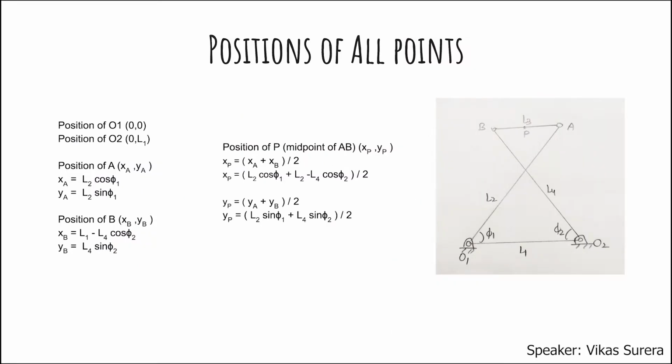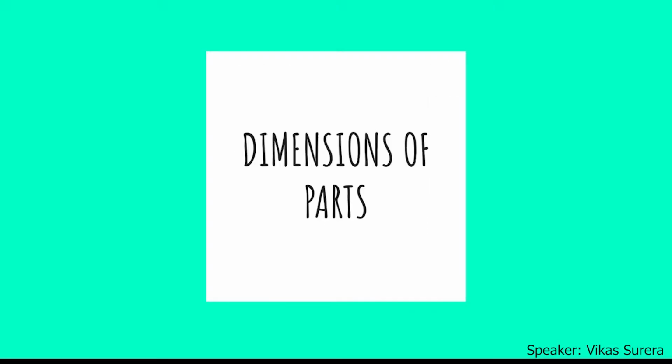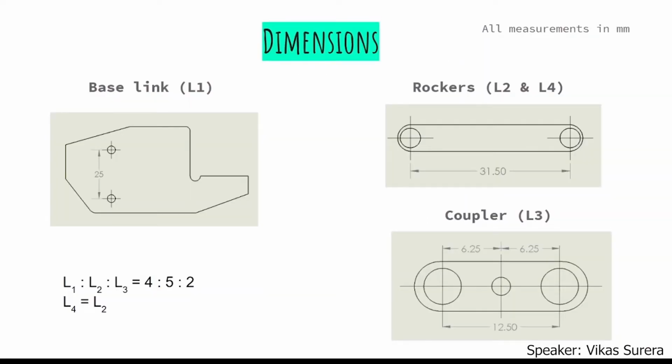The link lengths L1, L2, L3 and L4 and also the angles phi1 and phi2 are known. We can easily determine the positions of the points A, B, P, O1 and O2, taking the position of O1 as origin. Coming to the dimensions of the parts, we took the base link as 25 mm, and the rockers and the coupler as 31.5 and 12.5 respectively. All the dimensions are in millimeters.